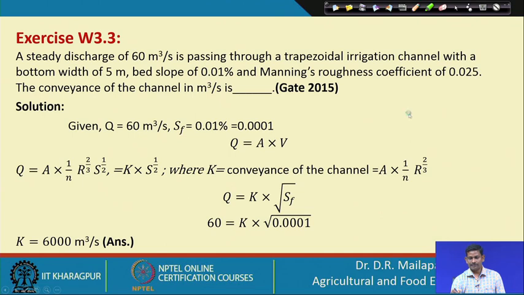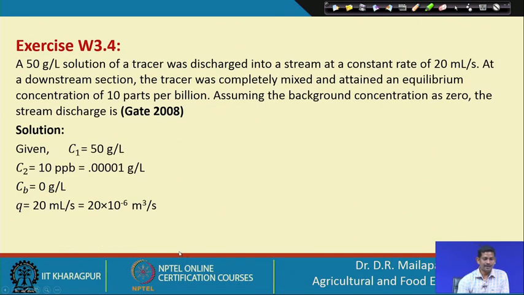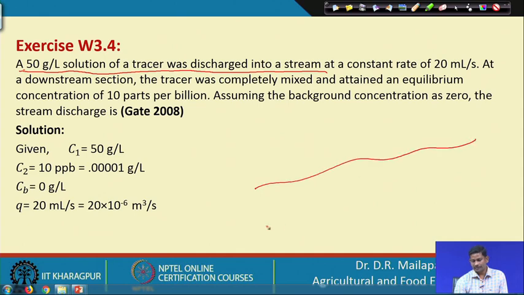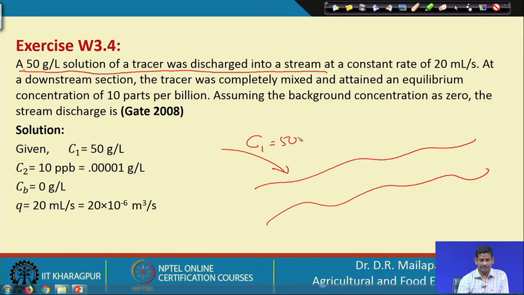Okay. So, the next exercise is a tracer example. Initially, a 50 gram per liter solution of tracer was discharged into a stream. So, this is a stream going on, right. Here, C1 is 50 gram per liter, the concentration of the tracer which has been released to the stream.